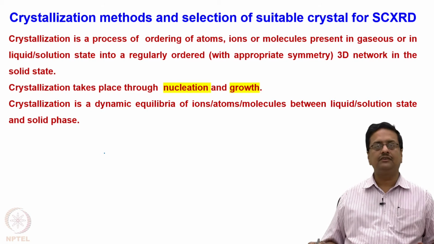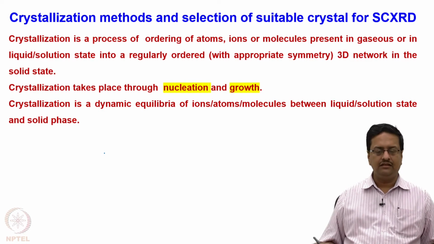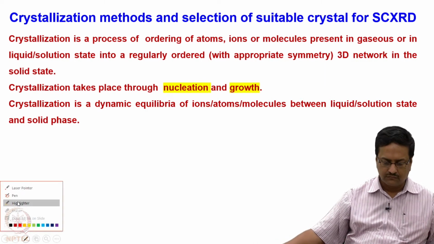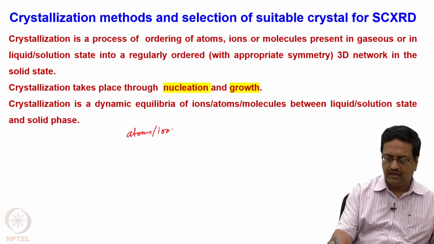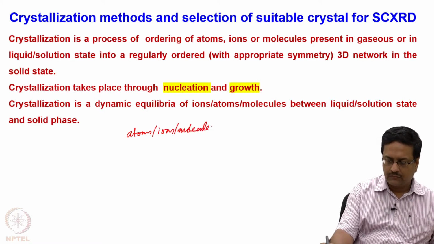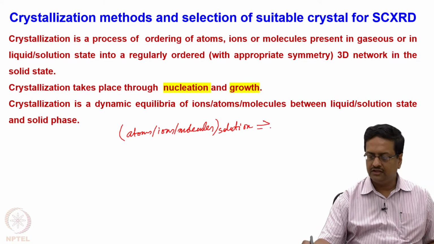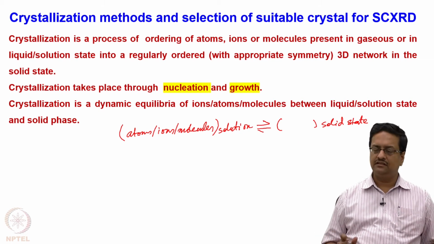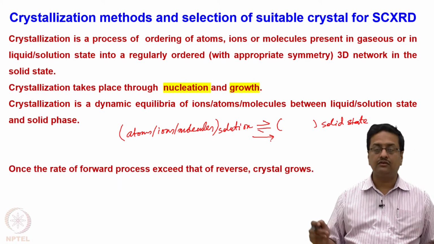Crystallization is a dynamic equilibrium of ions, atoms and molecules between a liquid or a solution state and a solid phase. So, what we have is a set of atoms or ions or molecules in solution, and it is in equilibrium with the same in solid state. And when this equilibrium shifts more towards the right, then we end up getting the crystal growth.